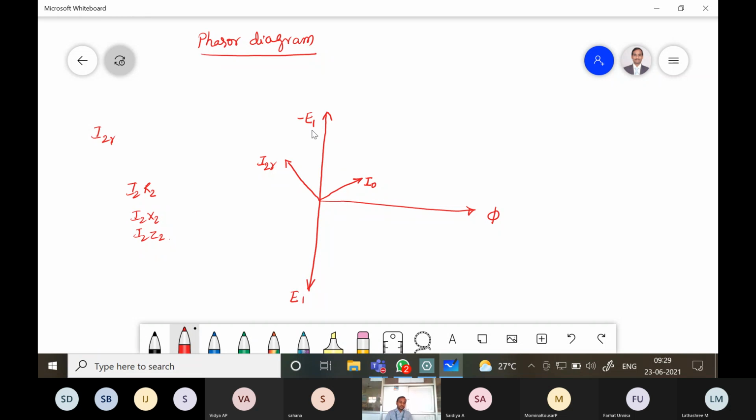so before that, this I2R with respect to E2R differs by an angle phi 2R. This is the E2R phasor, and this is the I2R phasor, and they differ by the angle called phi 2R.